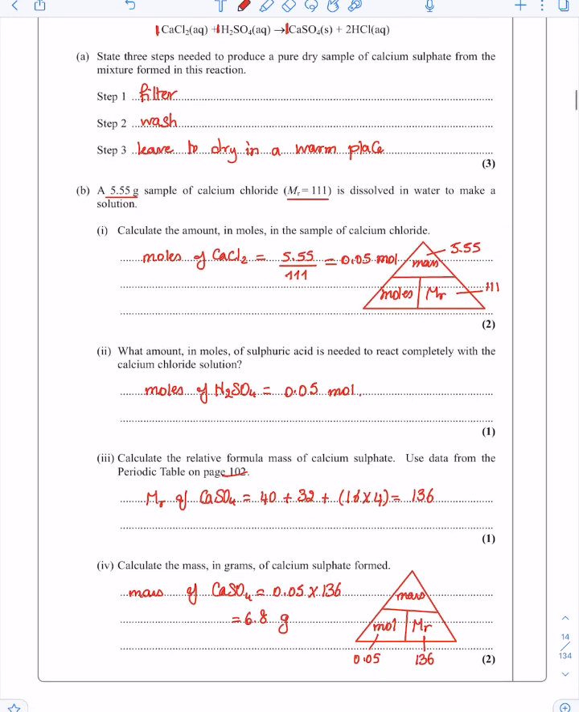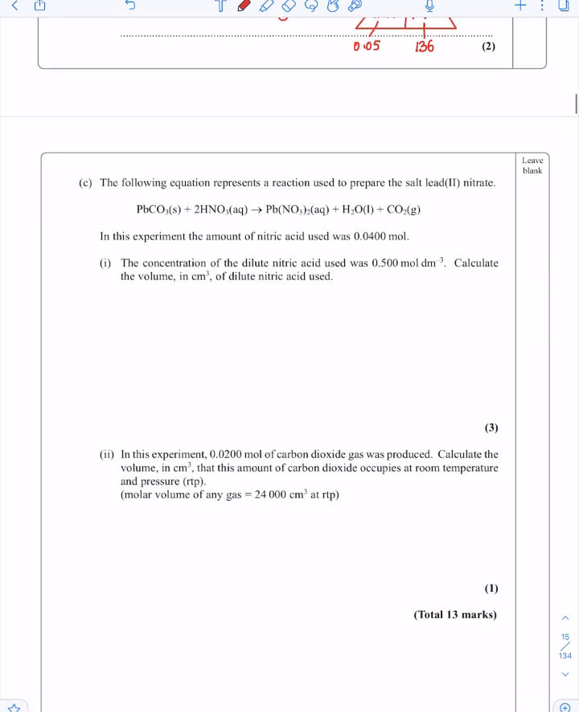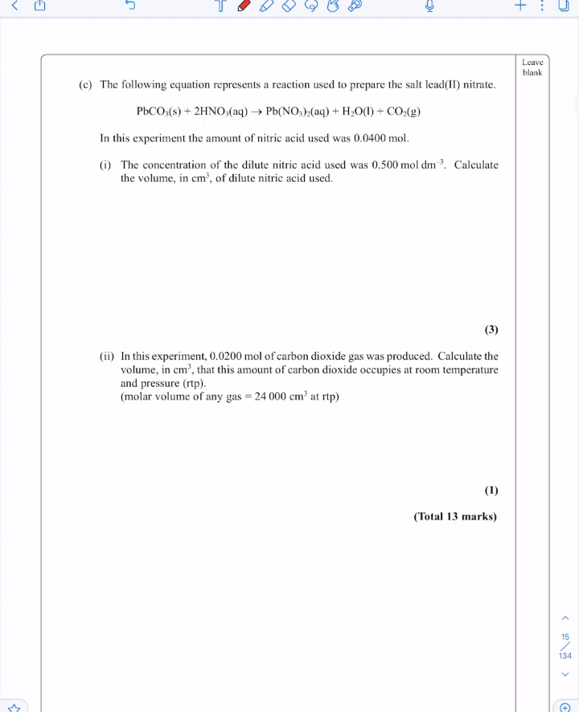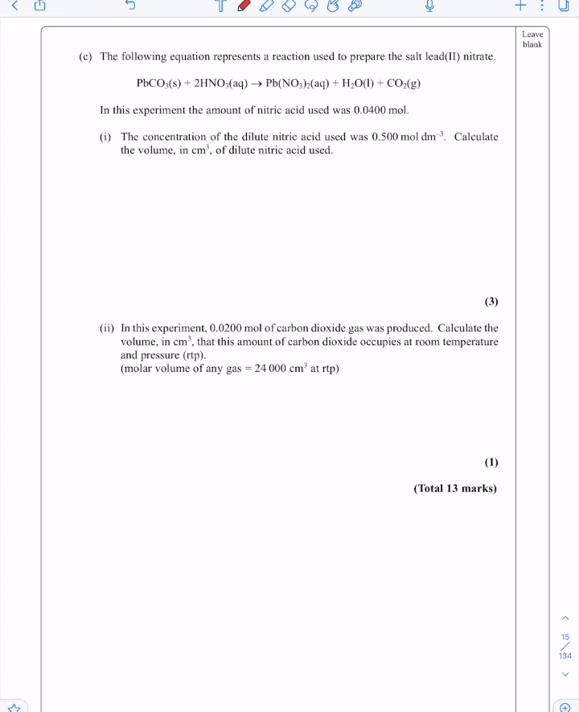So IV. C. The following equation represents a reaction used to prepare the salt lead(II) nitrate. It gives me the equation: lead(II) carbonate plus 2 moles of nitric acid gives 1 mole of lead(II) nitrate plus 1 mole of water and 1 mole of carbon dioxide. In this experiment the amount of nitric acid used was 0.0400 moles. So these are the moles. And the concentration of nitric acid was 0.500 mole per cubic decimeter. Calculate the volume in cubic centimeter.